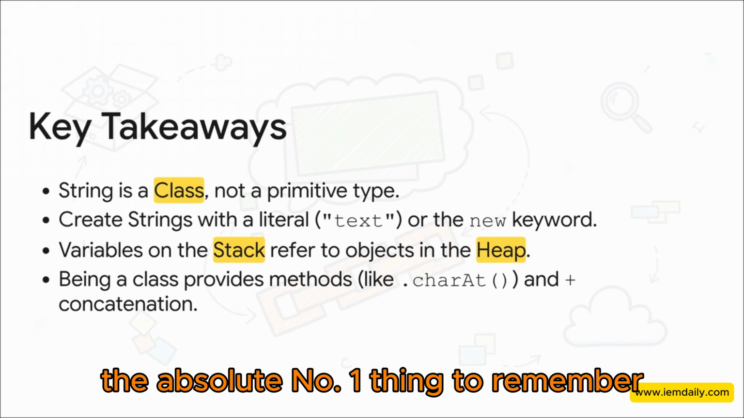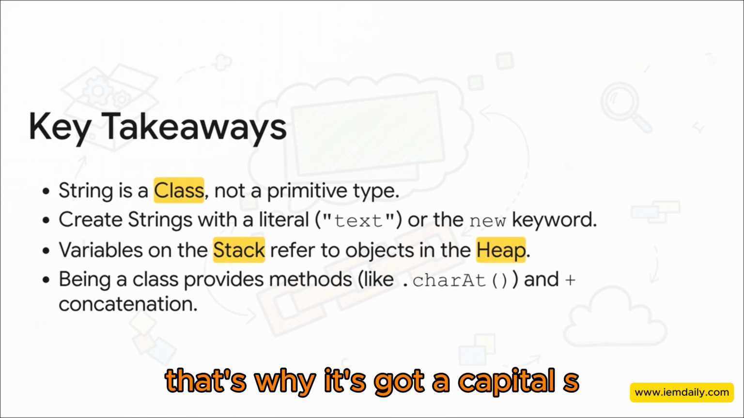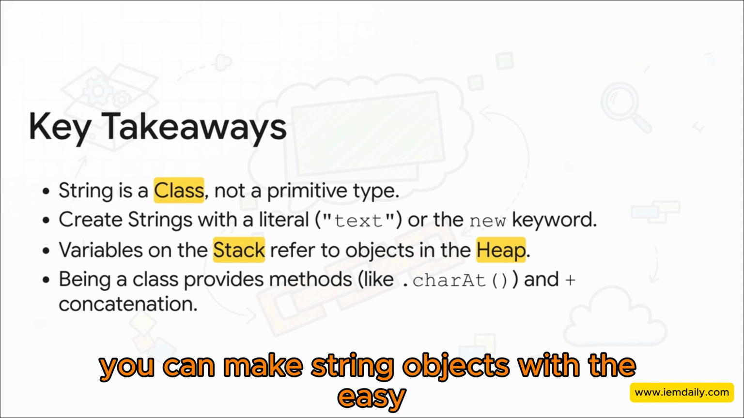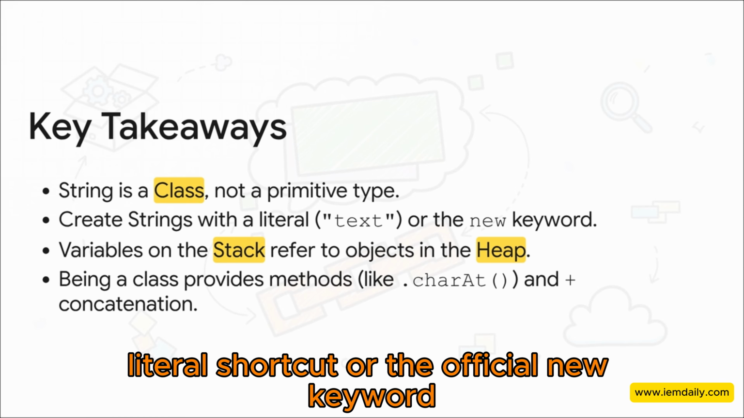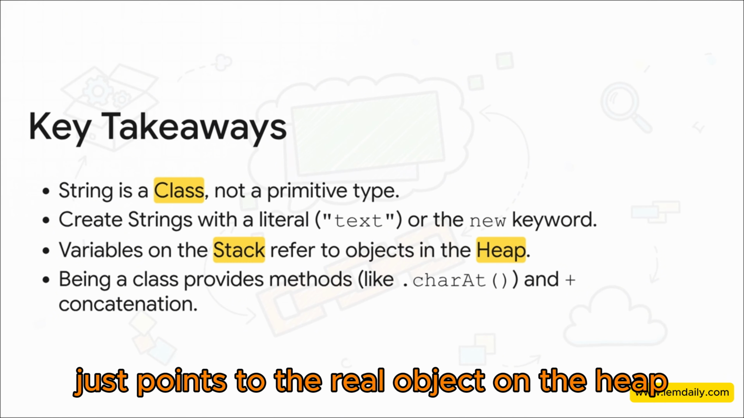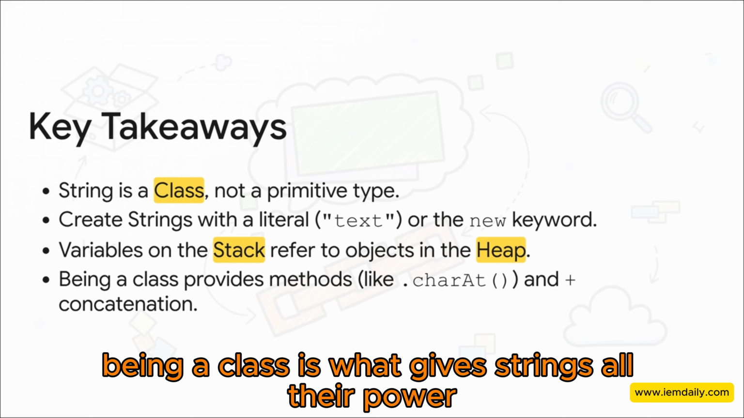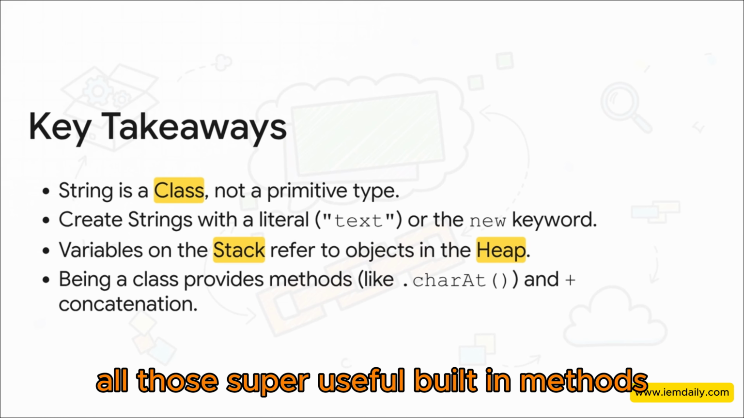Okay, let's do a quick recap. The absolute number one thing to remember: string is a class, not a primitive. That's why it's got a capital S. You can make string objects with the easy literal shortcut or the official new keyword. And don't forget the memory model. The variable on the stack just points to the real object on the heap. And finally, being a class is what gives strings all their power, all those super useful built-in methods.